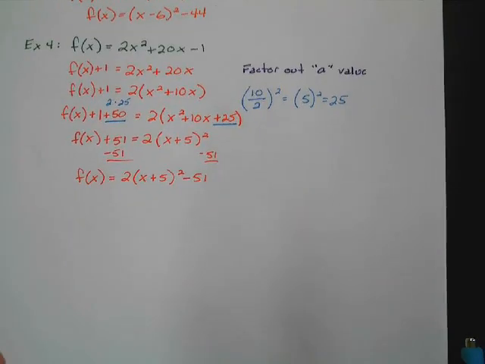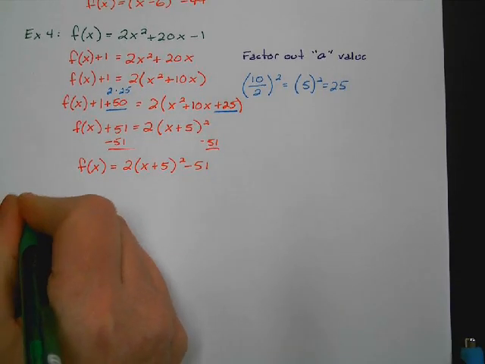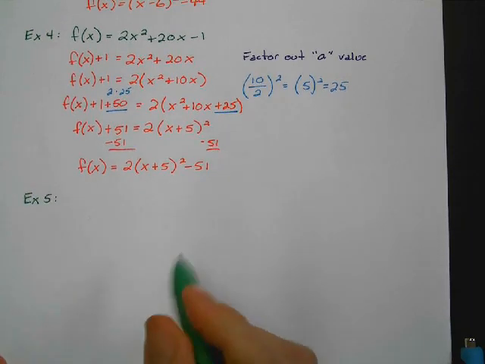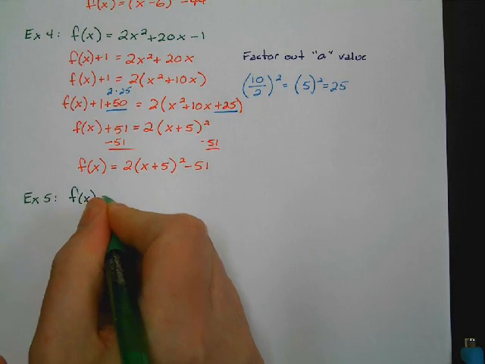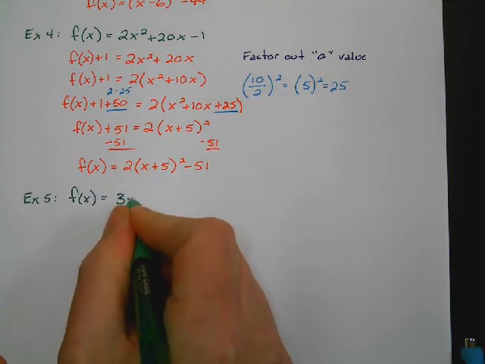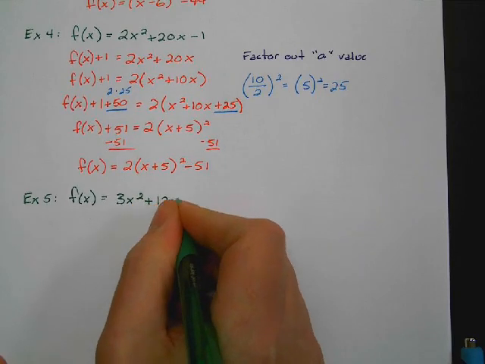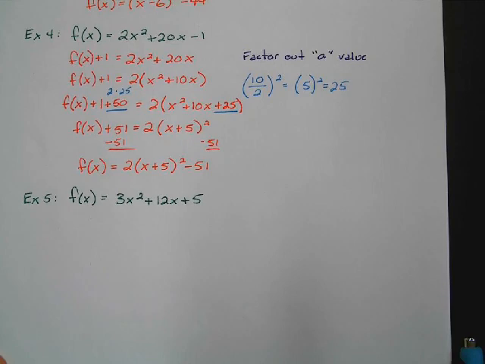All right, one last problem like that, just in case you're a little bit confused. Here we go, example 5, then you're ready for your homework. Example 5, we've got f of x equals 3x squared plus 12x plus 5. I'll start by subtracting 5 from both sides.